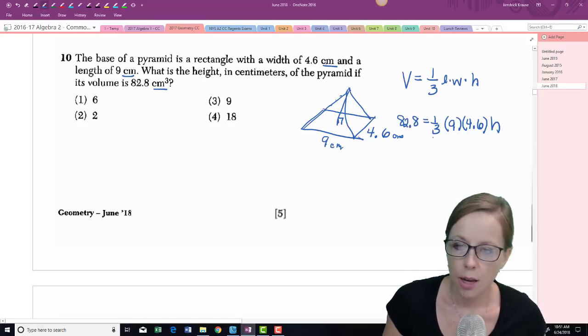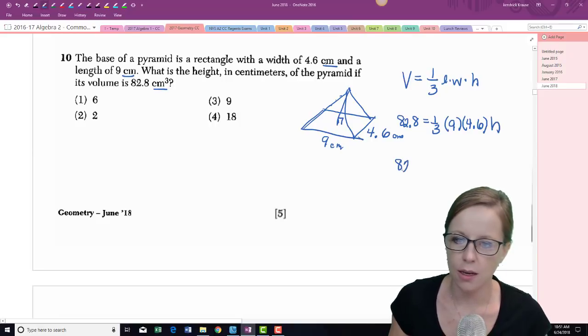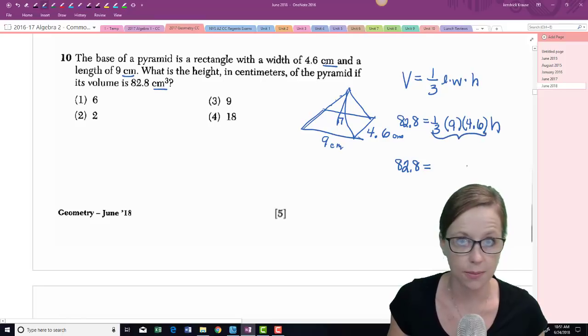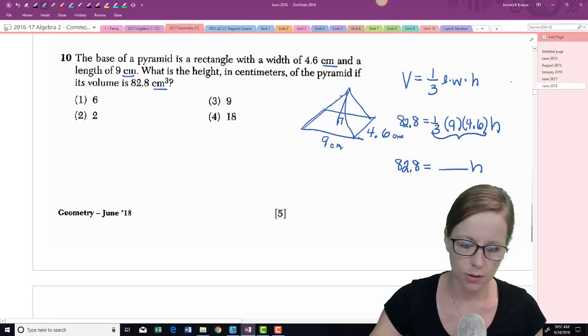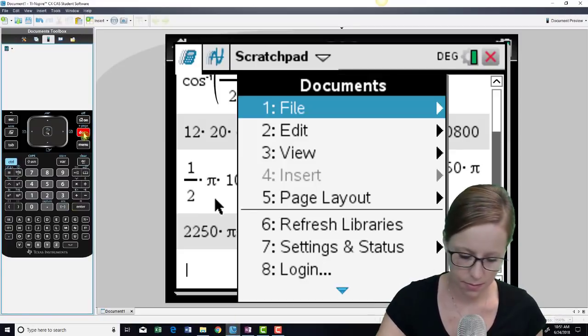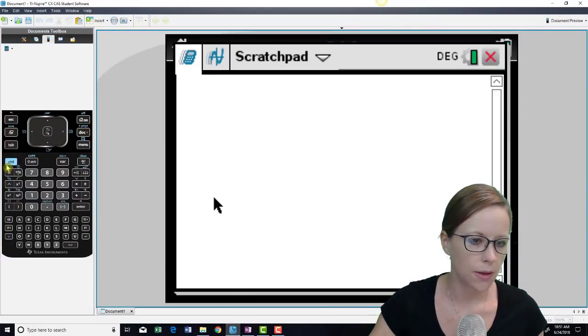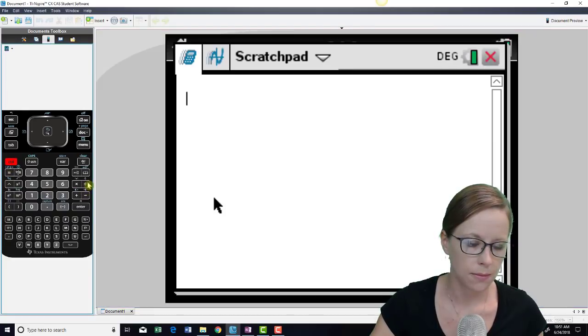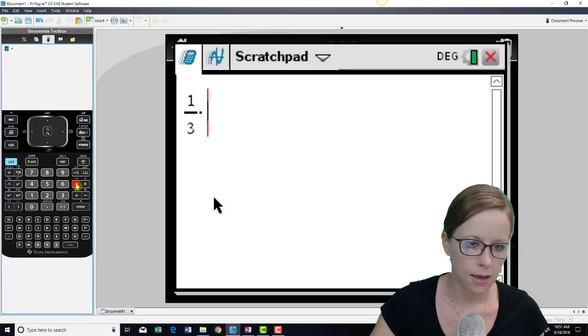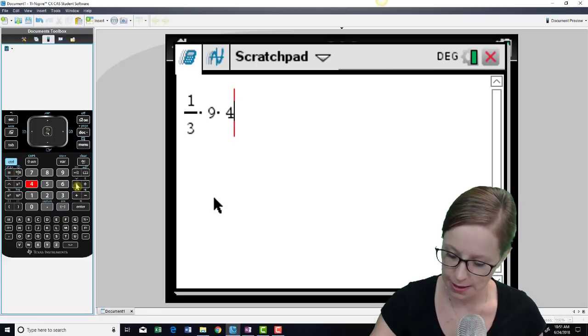Okay. A couple of ways you can do this, and I'm going to guess, because you are not Algebra 2 students, that what you probably would do is put this in your calculator and get a number and have the h here, right? So let's go do that. Let's clear that out. Okay. So 1/3 times 9 times 4.6.